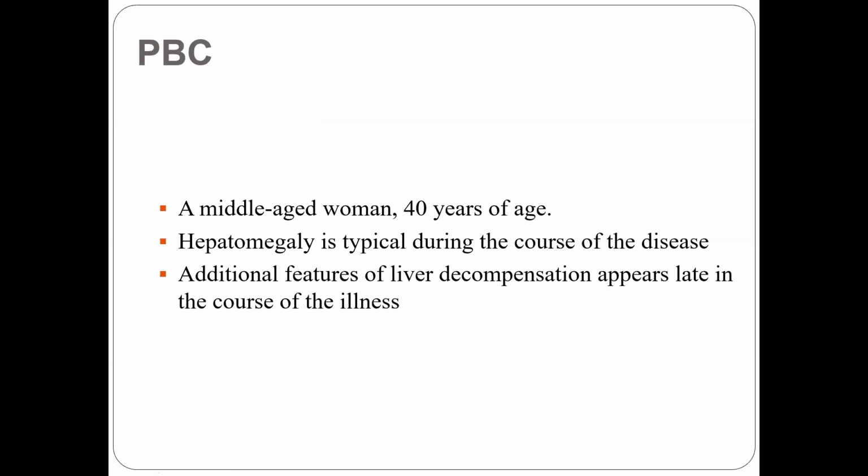Who is your patient? That's a very important question to ask. It's a middle-aged female, usually 40, 45 years of age, and there is hepatomegaly during the course of the disease. As the disease progresses and the liver turns into a cirrhotic organ, this is where liver decompensation will set in. This is when you will start to see ascites and hepatic encephalopathy happening. And again, the spider angiomata and the caput medusae are going to be there as well.